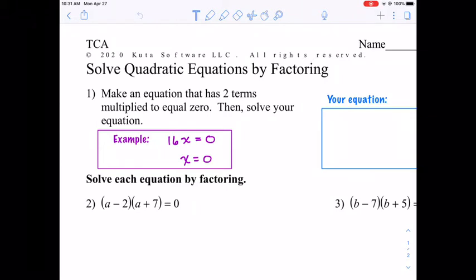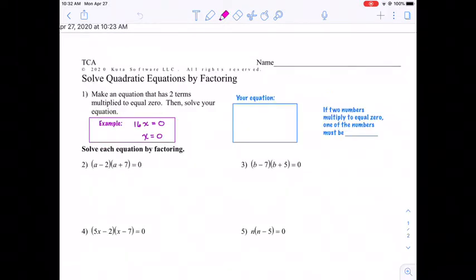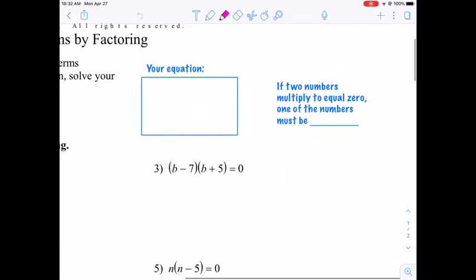X must equal 0 because we know that in order to multiply two numbers to equal 0, one of those numbers must equal 0. That's a very basic concept, but it's a very important one for this lesson. So you're going to make your own equation and put it in the blue box. Make sure you use a different number than I used. Also, be sure to fill in this blank over here.